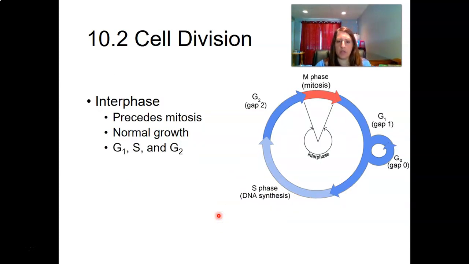Okay, so again, let's start off with interphase. This is going to come before mitosis. It's everything in blue here on our picture. And during interphase, we've got at least one really important step, but we've also got some normal growth happening. So we're going to go through G1, S, and G2.